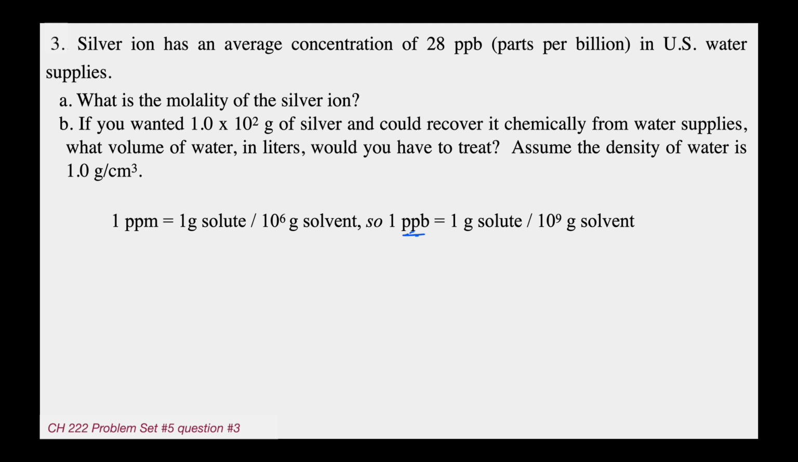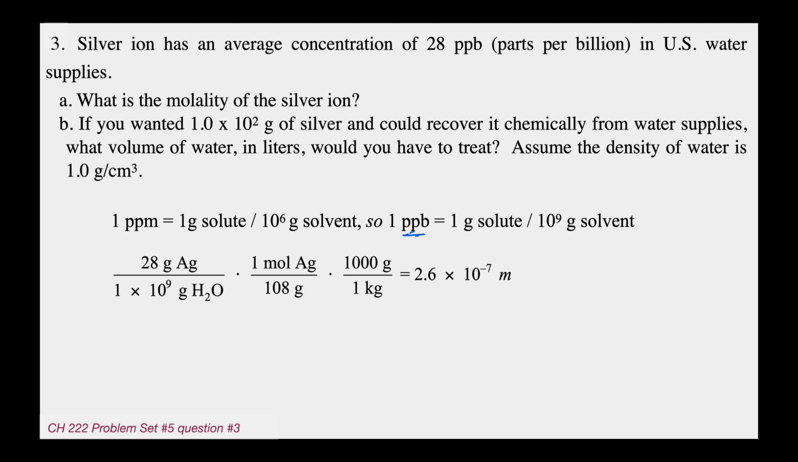Here's again the definition. We're using here parts per billion. So that's 1 gram of solute, silver in this case, divided by a billion, or 10 to the 9th grams of solvent, which is water in this case. So again, 28 grams per 1 billion grams of water. You can turn the grams of silver into moles in the first step. Then 1,000 grams per kilogram. So you can see here that the grams of silver are canceled, and you have moles of solute, silver, per kilogram of water, 2.6 times 10 to the minus 7th molal.